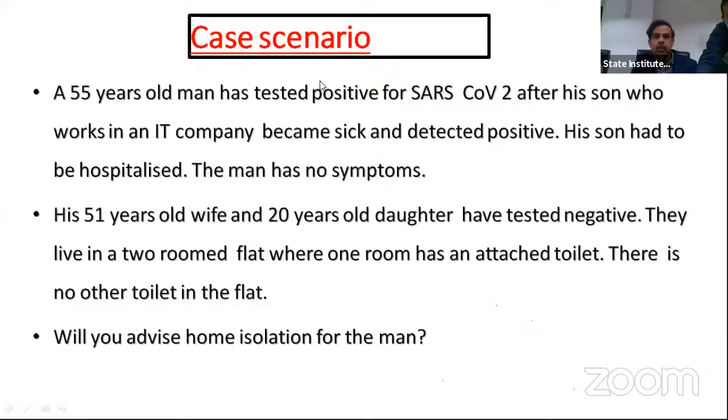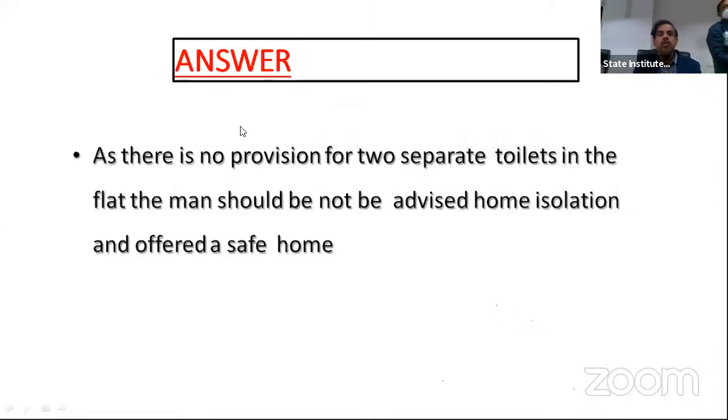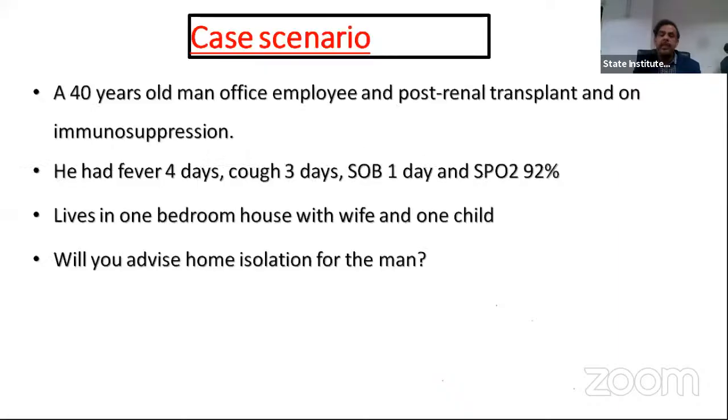Right. You should not advise home isolation. Well, all of you answered correctly. Okay. Next. So there is no provision for two separate toilets in the flat. The man should not be advised home isolation and should be hospitalized.